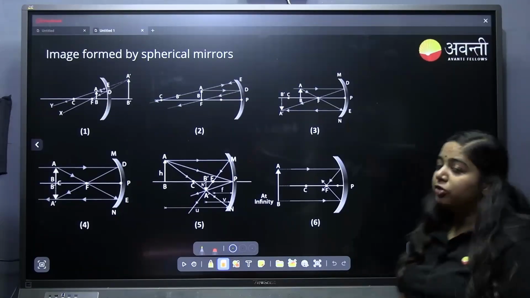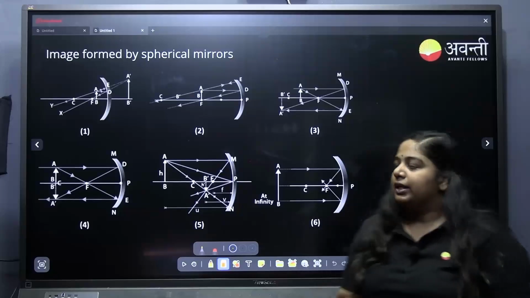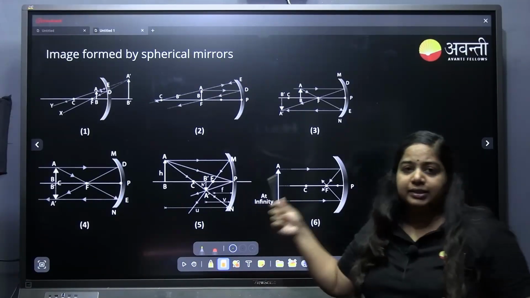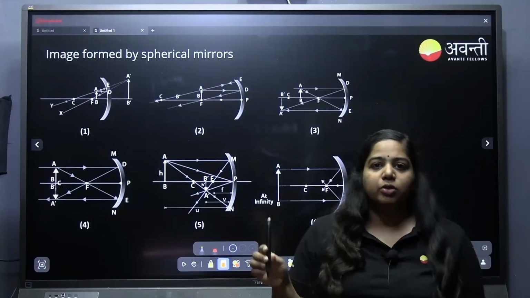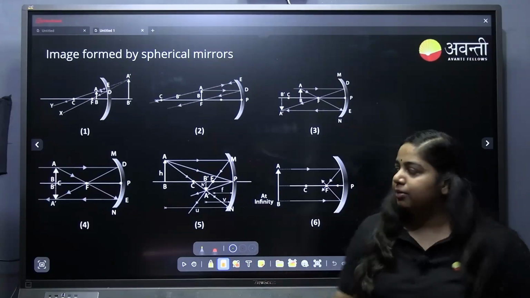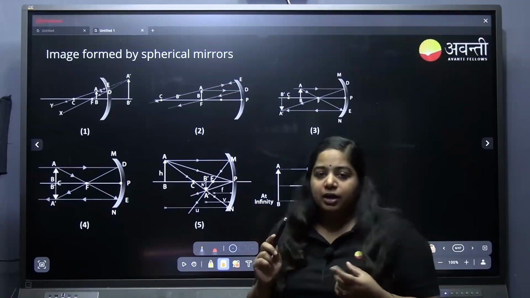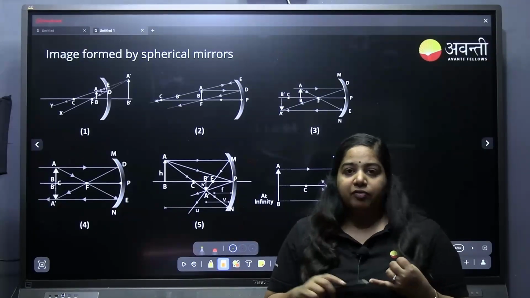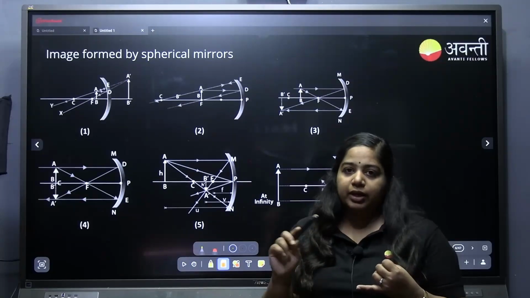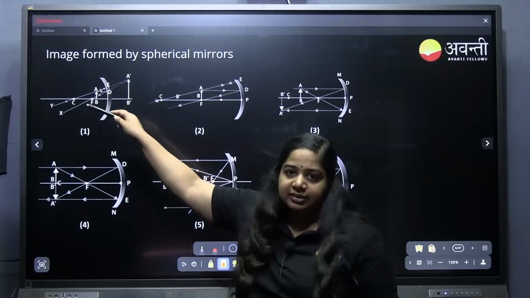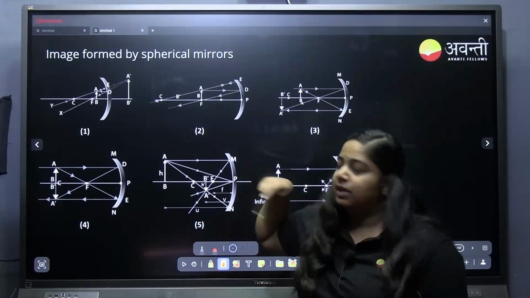Next is image formed by spherical mirrors. I don't think you need any explanation in here. We keep the object at different points and find where the image is coming, and for finding that we will mainly use paraxial rays, not marginal rays. Paraxial rays means rays which are near to the axis.